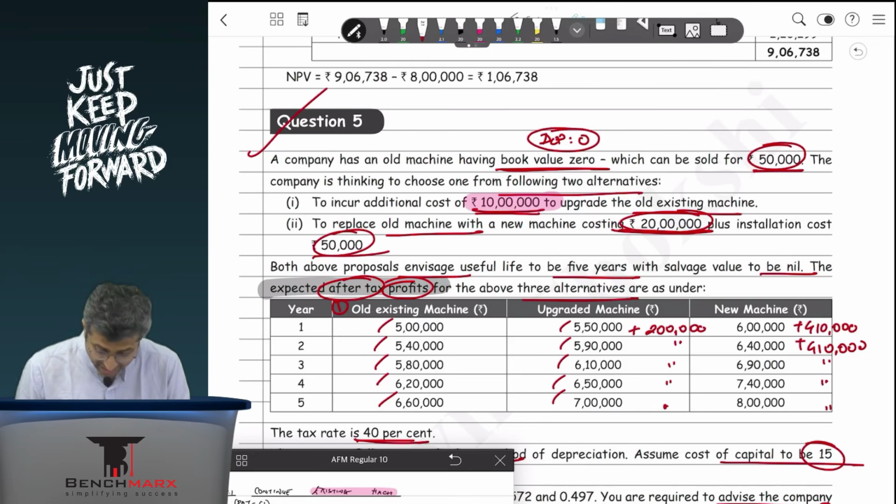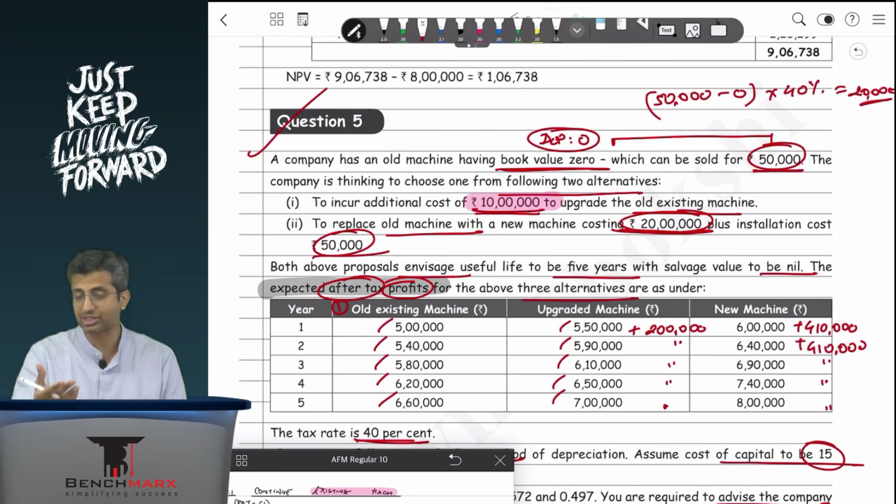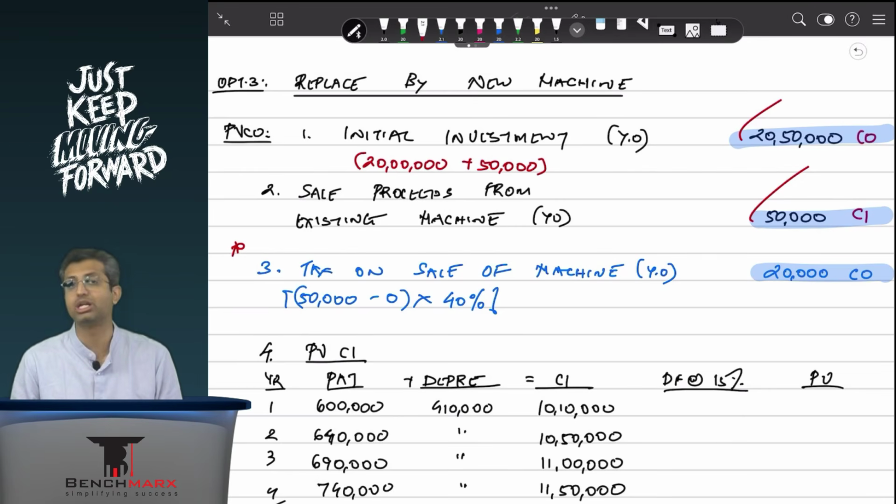However, there's a tax rate given in the question, which means there'll be capital gains. That is, selling proceeds is 50,000, cost is 0, and hence 50,000 is the capital gains into the tax rate of 40%, and hence 20,000 will be your capital gains tax, which you will have to pay initially. And hence if you look at the third option, initial investment 20 lakh 50, sale proceeds initially is 50,000, but the important hidden adjustment is tax on the sale of the machine is 20,000, and as a result over here this will give you your tax on the sale proceeds as well.